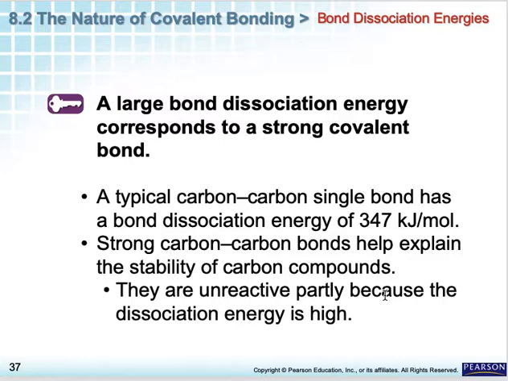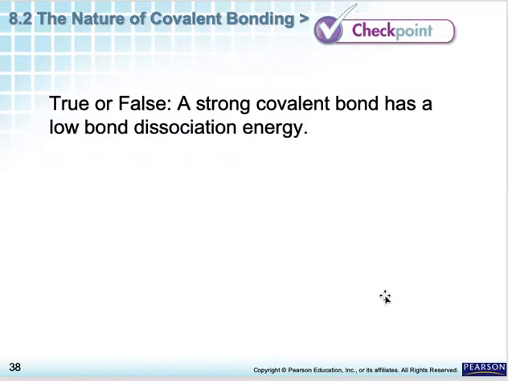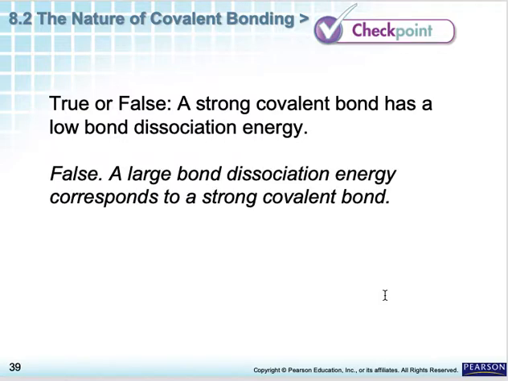So this helps explain why proteins and DNA and all of those are very stable compounds: they have very strong bonds. And they are unreactive partly because the bond dissociation energy is so high. True or false? A strong covalent bond has a low bond dissociation energy. And that would be false. It should have a high bond dissociation energy.